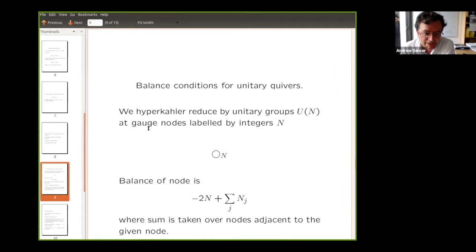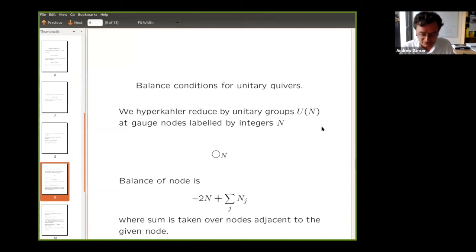Okay, so these are the gauge nodes, the nodes at which we're actually performing the hyperkähler reduction. You may also have nodes where we've turned off the unitary group, where we're not reducing by the unitary group of that node. Those are typically denoted by square boxes and called flavor nodes. If I can make the whiteboard work, I'll do a couple of examples of this.